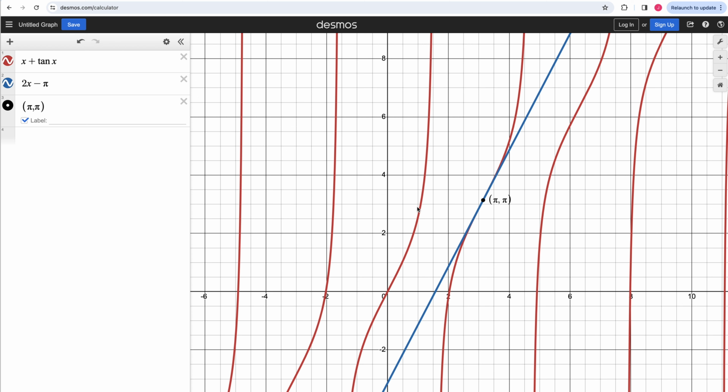And imagine, I mean, we'd have a lot of different computations to do to get the tangent lines at other points, right? There's a lot of vertical asymptotes and a lot going on here, but we're only interested in pi comma pi at this juncture. So when we focus on that one point, we get a single tangent line, no problems.